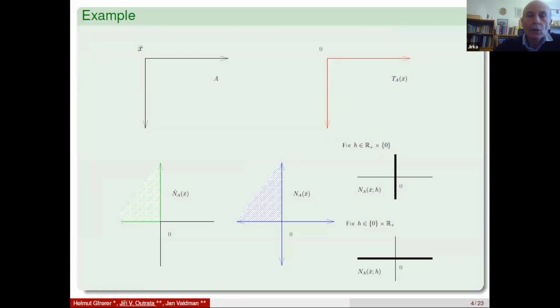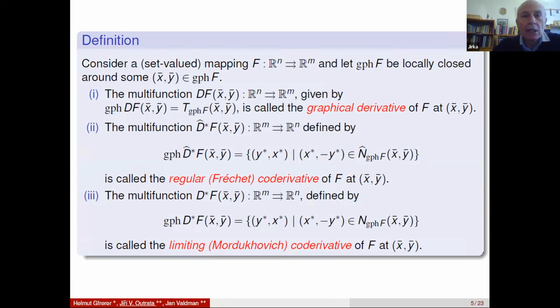So this picture illustrates these constructions. For instance, if A consists just of these two half lines, then the tangent cone looks exactly the same way, but the vertex is now in the origin. I forgot to say that x bar is here the vertex. The regular normal cone is this green cone here, the northwest orthant, and the Mordukhovich normal cone is non-convex and depicted here in blue.